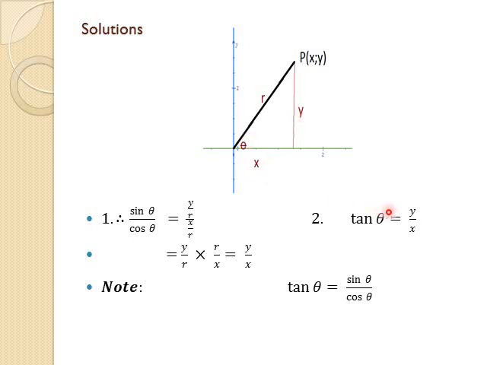If I find tan theta, we should know it is y over x. So tan theta will always be opposite over adjacent, or y over x. And we should note that straight away. This is called my quotient identity. Tan theta equals sine theta over cos theta.